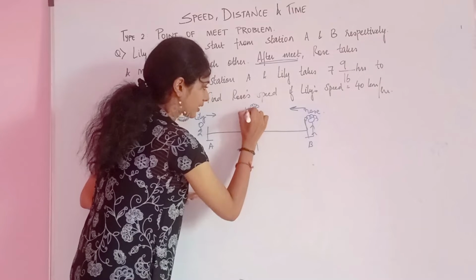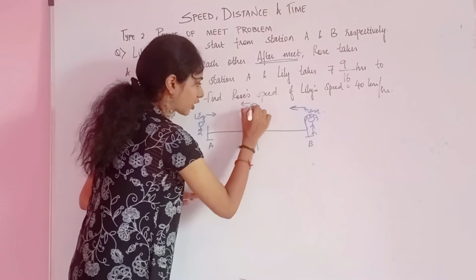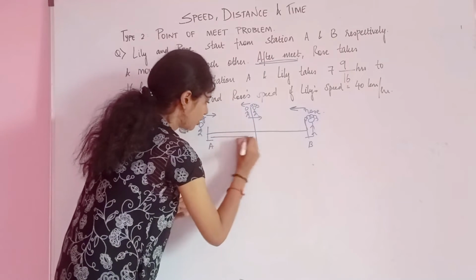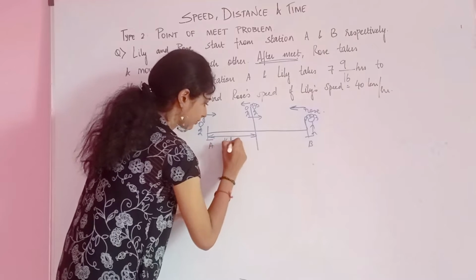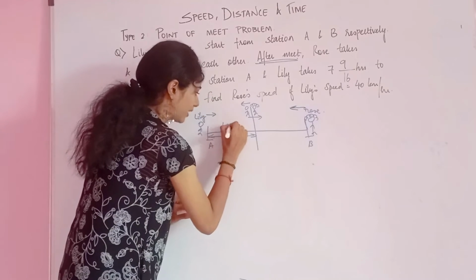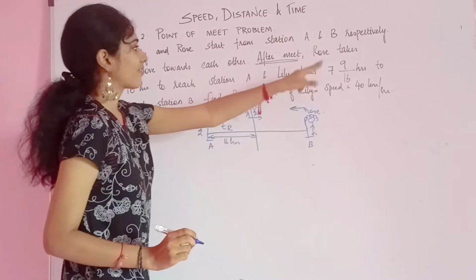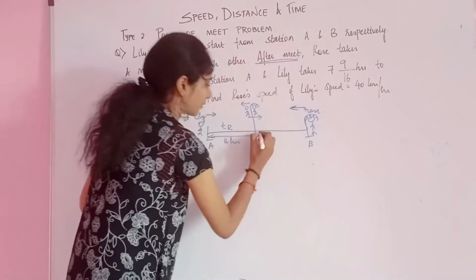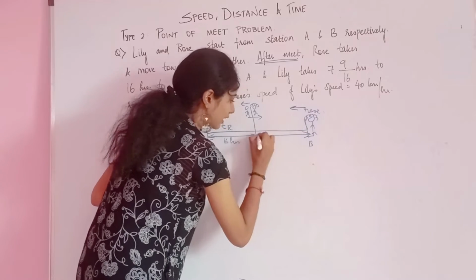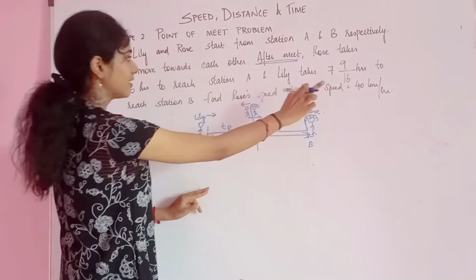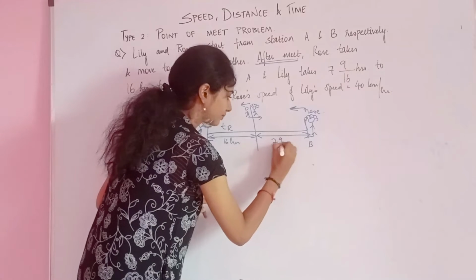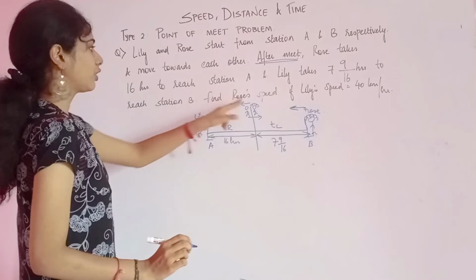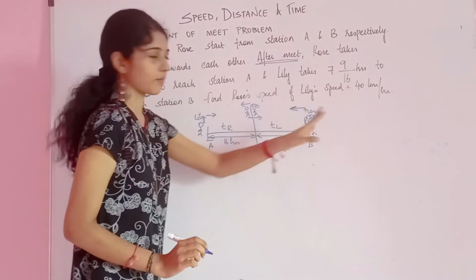After they meet right here, Lily and Rose cross each other, right? So after meet, Rose takes 16 hours. Okay, this is time taken by Rose. Lily takes 7 9/16 hours to reach station B after that meet. So the time taken to cover this distance is 7 9/16 hours. This is time taken by Lily. Find Rose's speed if it's given that Lily's speed is 40 km per hour.